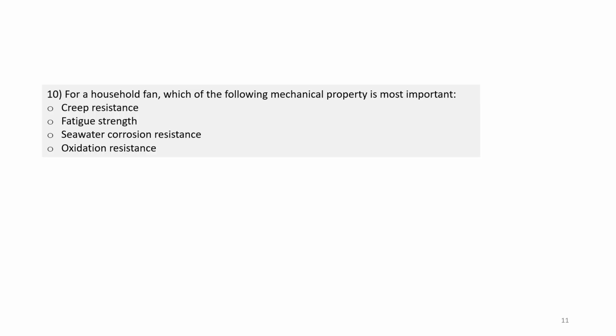Creep, as I told earlier, is the resistance of material to undergo deformation at a little bit higher temperatures, up to 0.5 times the melting temperature. So fatigue strength is the only important property for household fans. As the fans undergo cyclic loading, most times they will fail with fatigue type of failure. So the material that you are using for making a household fan should have good fatigue resistance.